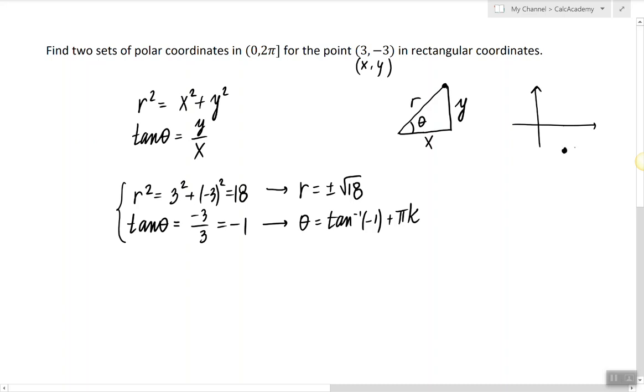So one of the polar coordinates could be negative pi over 4, positive square root of 18.